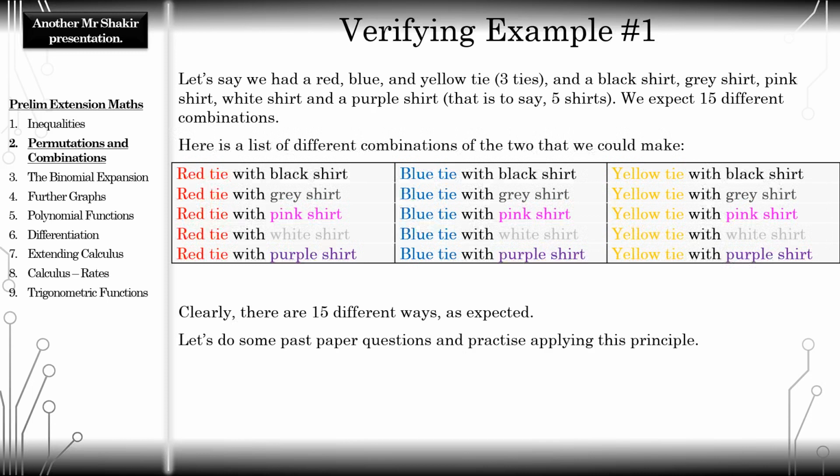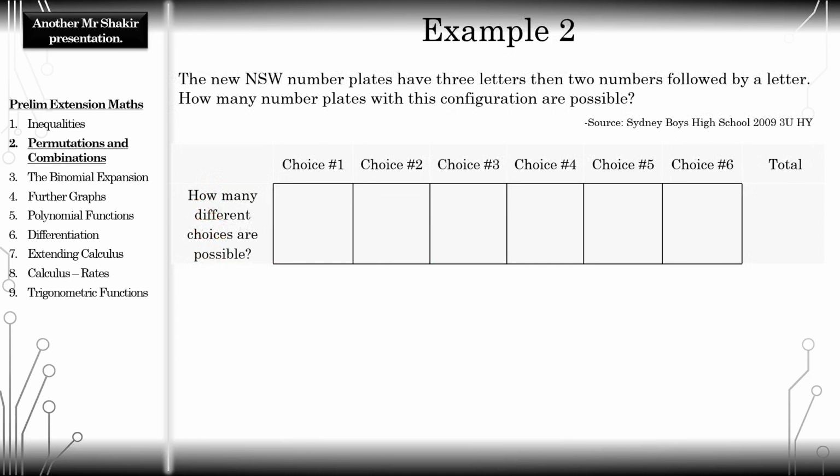So let's do some past paper questions. That's pretty much it for lesson 1. We're just going to look at applications to exam questions, and see how it works. For example, the New South Wales number plates have 3 different letters, then 2 numbers followed by a letter. How many number plates with this configuration are possible?